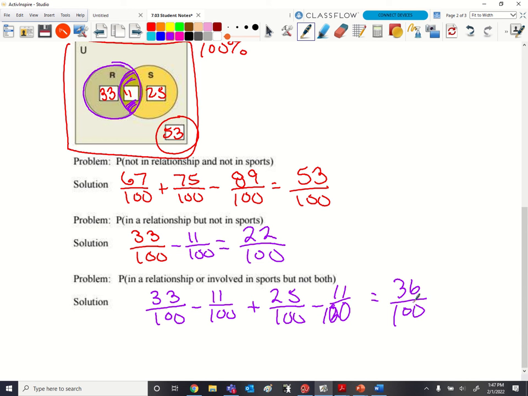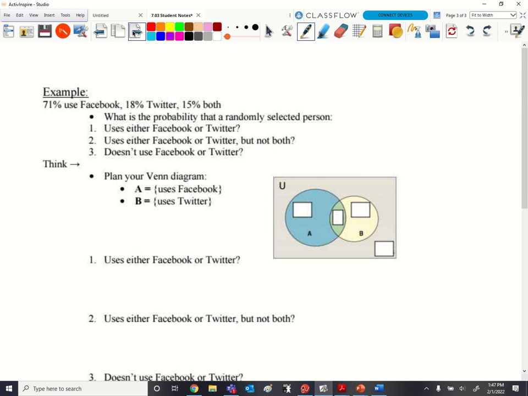Because if you notice, I subtract 11 from this one and 11 from this one, right? So 11 from both groups, not just 11 one time. That's why this one's different than my original problem that I did up there. Okay? All right. So next, I'm going to go over here.